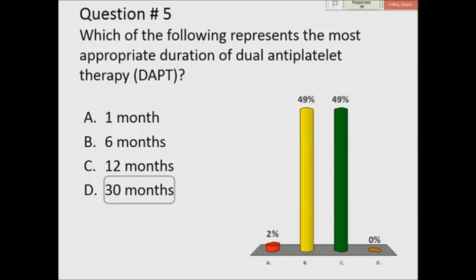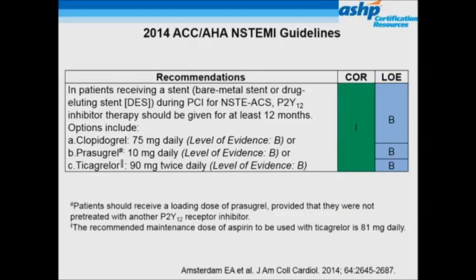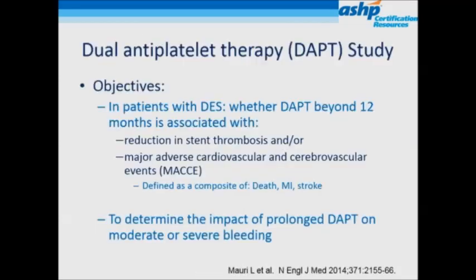Okay, let me walk you through my rationale. My full disclaimer here is, the space between my ears is a dangerous place to be, but I will walk you through why I think 30 months is the best. With regards to what the guidelines say, the guidelines are pretty generic overall. They say that for patients with NSTEMI who have received a drug-eluting stent, it should be for at least 12 months. You can pick whatever agent you want at whatever dose. They're all Class 1B recommendations. So it says at least 12 months, all 1B.